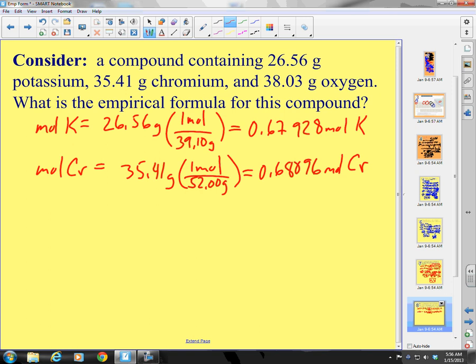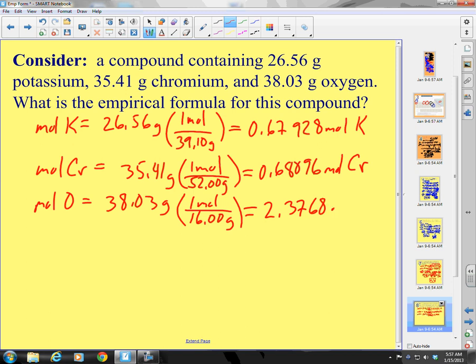And the last one is moles of oxygen, which is equal to 38.03 grams of oxygen times 1 mole of oxygen per 16.00 grams. I know that one by heart. And what do I get? 38.03 divided by 16, and I get 2.3768 moles of oxygen. Okay, now what do I want to do?